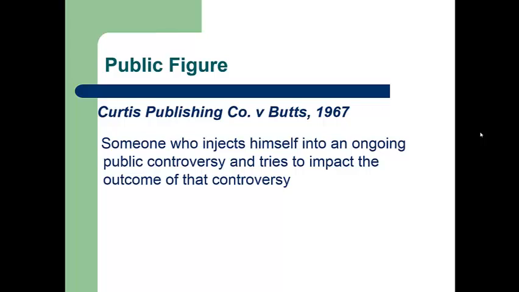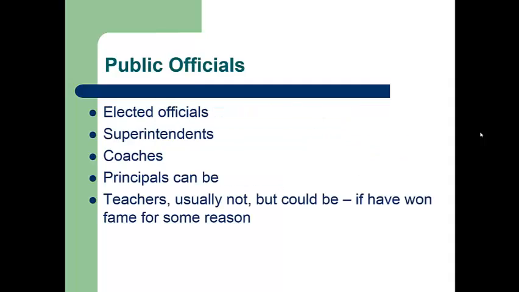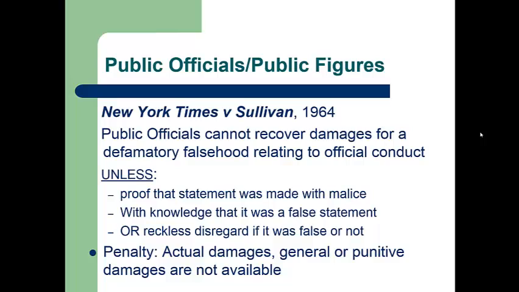They become public figures. And here we see the case a few years after Sullivan of Curtis Publishing Company versus Butts. This says someone who injects him or herself into an ongoing public controversy and tries to impact the outcome of that controversy becomes a public figure. And so here we see a teacher possibly moving into the realm of being a public figure, even though in their traditional role they may not be a public figure or an official, but by interjecting themselves into situations and trying to impact the outcome, they can become public figures in that sense. And as we said, they can be considered in the midst of a case involving falsehood statements.